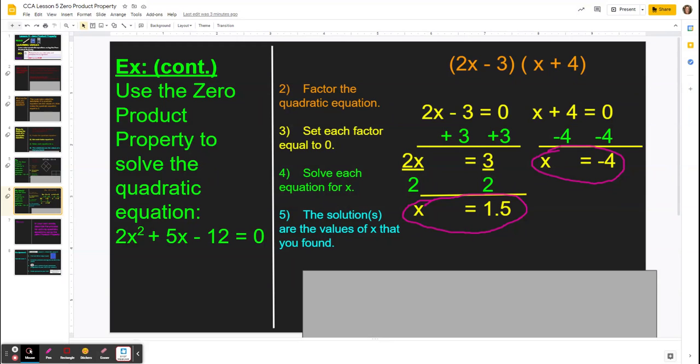Emma, yes, that's all you do. Pretty straightforward. Like I said, the only thing that's new today is setting each factor equal to 0 and then solving. Fancy terms sometimes make it sound like it's going to be super long and tedious, but good. I'm glad you think that.